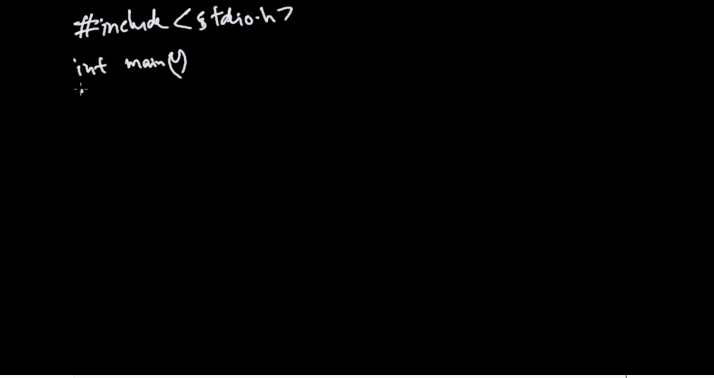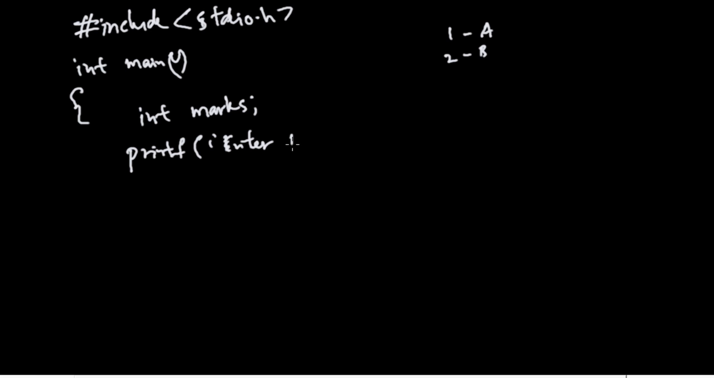So let's do a bit of coding. Include stdio.h, int main, this is a bracket. Open curly brace. Now we have integer for marks. Now let's say we only have 1 equal to A and 2 equal to B to shorten the program. Alright, so printf enter marks.